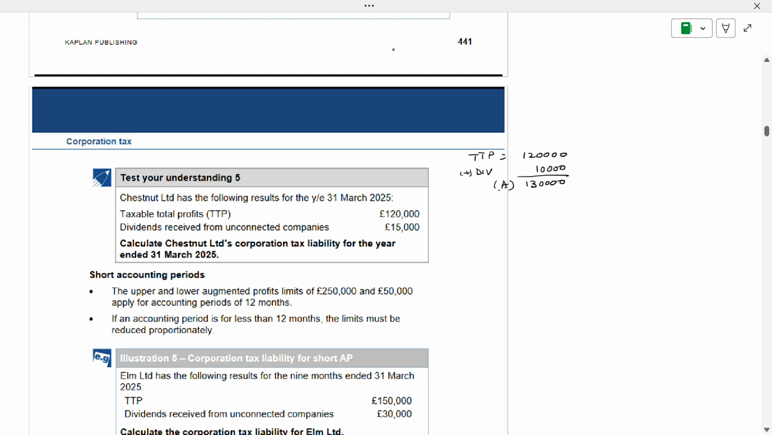Okay. TTP will be how much? 120. Now dividends from unconnected parties. How much are dividends? 10,000. It comes to how much? 130. It is augmented profits. Now it is between what? It is between the lower limit. Is it? It is.